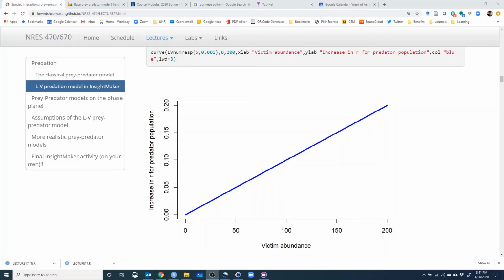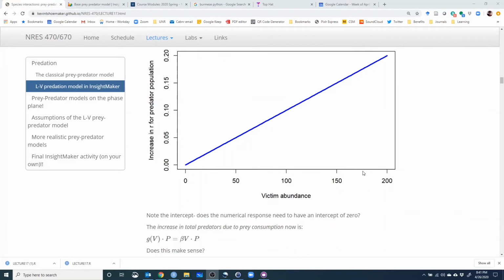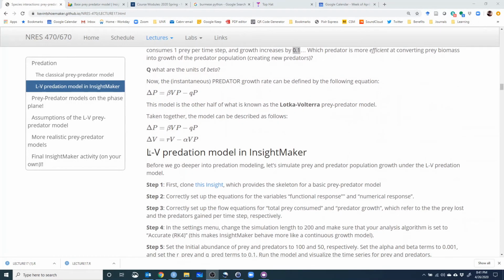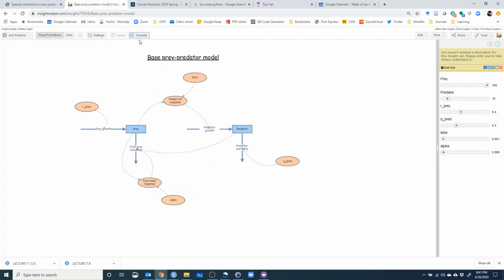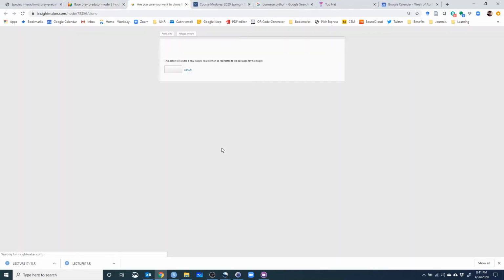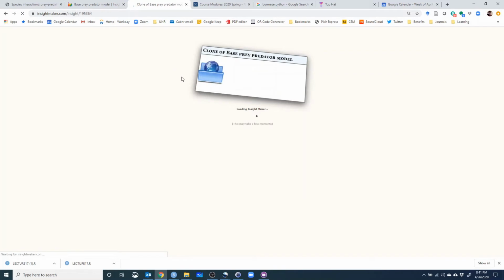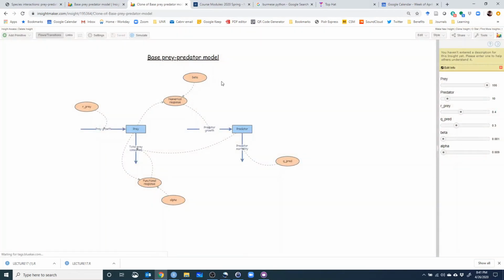What we're going to do next is model the functional response and the numerical response for the Lotka-Volterra prey-predator system, and we're going to do it in InsightMaker. So please scroll down to the InsightMaker link where it says LV or Lotka-Volterra predation model in InsightMaker. Clone this insight. That insight should look something like this. So just make sure you clone that base prey predator model so you can make changes to it.